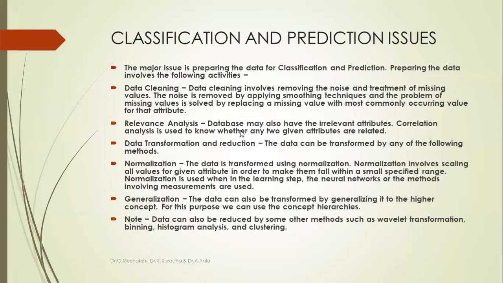And then data transformation and reduction. What is meant by data transformation and reduction? Data transformation is nothing but making the data into another format. You convert it into another format which is understandable. That is called data transformation. And then you have the reduction. Reduction is nothing but reducing, like I just told you with data cleaning, you remove some data. The data transformation again has two methods. One is called normalization and the other is called generalization.